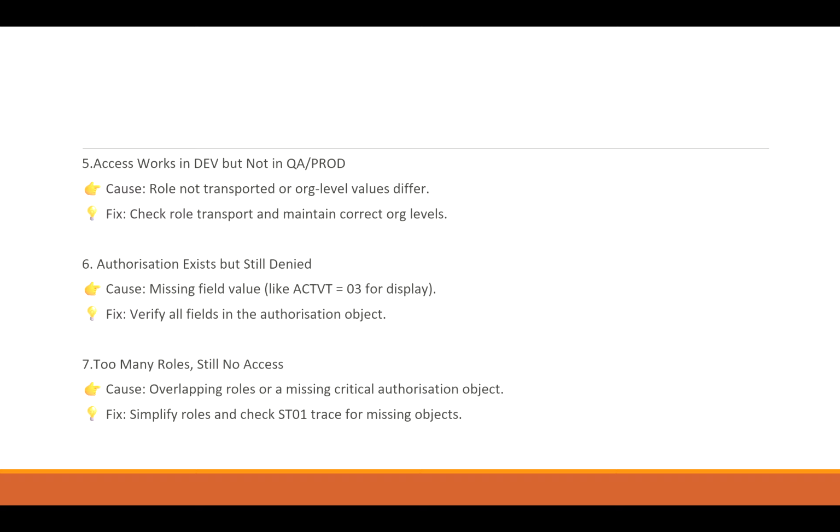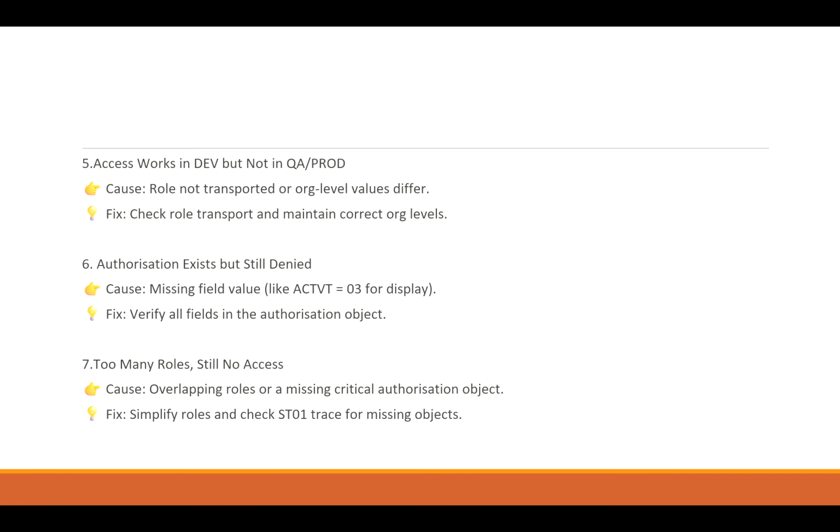And the access works in dev but not in QA and production. So what does it mean? The role transport has different org values. Fix the role transport and maintain the correct org values. That's all. That's where this kind of error comes into the picture.